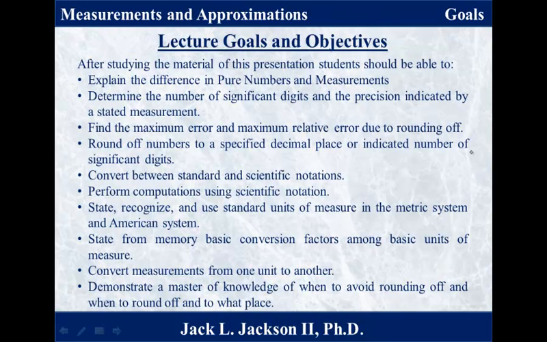So, what kinds of things did we talk about in this lecture, and what should you be able to do? Well, you should be able to explain the difference in pure numbers and measurements, determine the number of significant digits and the precision indicated by a stated measurement, find the maximum error and maximum relative error. We actually haven't done that one due to rounding off. The maximum relative error, let me tell you about that, is you take the maximum error and then divide by the original measurement, making that a percentage.